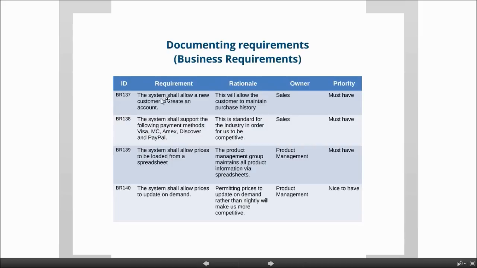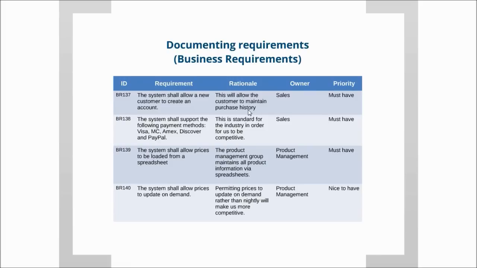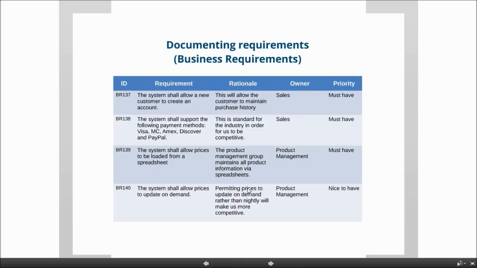The requirement is the system shall allow a new customer to create an account. The rationale: this will allow the customer to maintain purchase history. It's owned by the sales department and it's a must-have priority. Well, you could decipher out of this easily a user story. You could say, as a new customer, I want to create an account so that I can maintain purchase history. That's a user story. That's kind of the beauty of a user story, because it ties all this stuff together automatically. So you see I've got a few here.